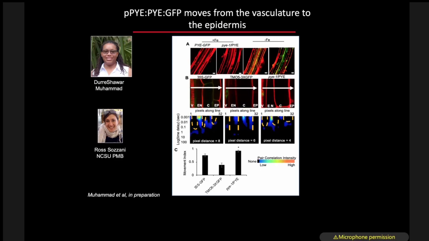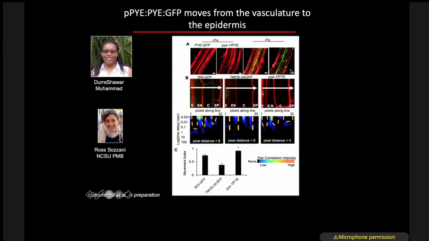a transcriptional fusion, you can see that Popeye is expressed predominantly in the vasculature. But if you look at a translational fusion, you find that the protein seems to be localized in all cell types. This suggests that the protein might be moving in between cells.